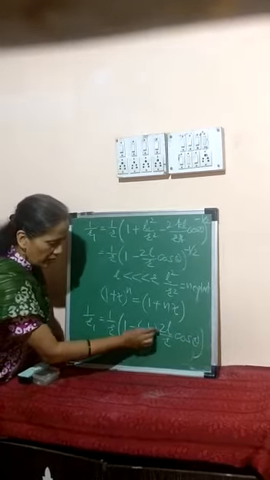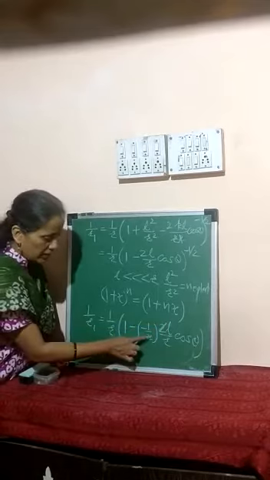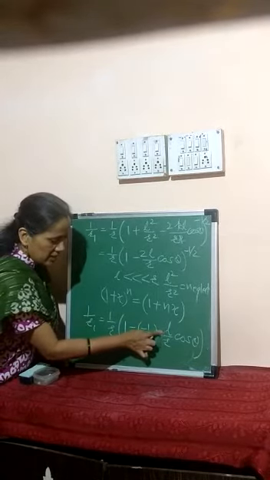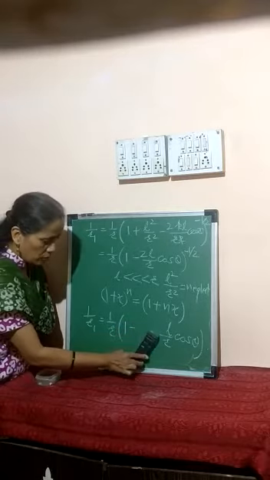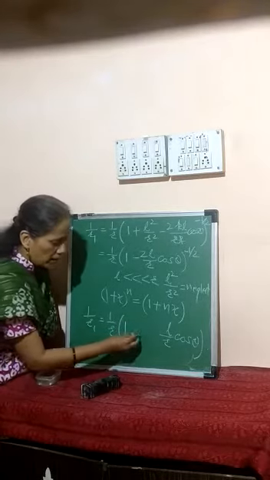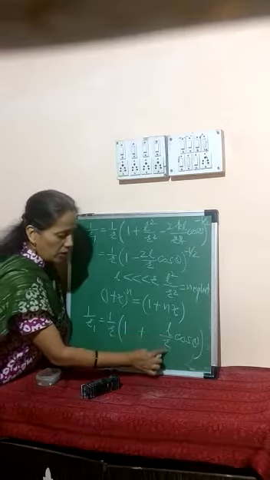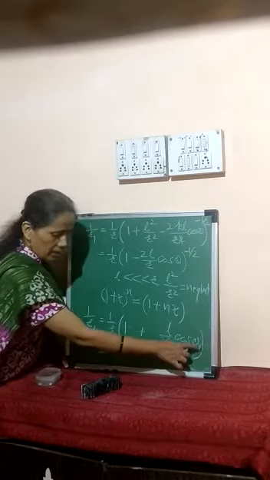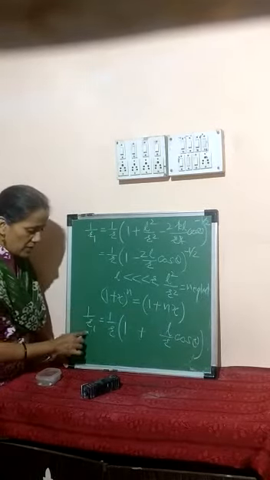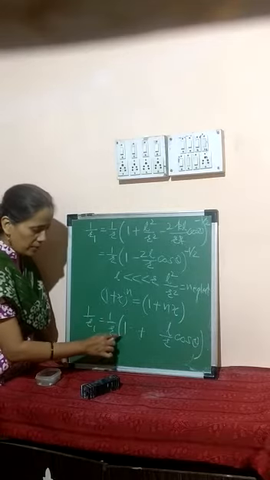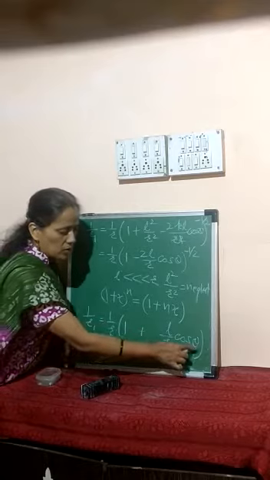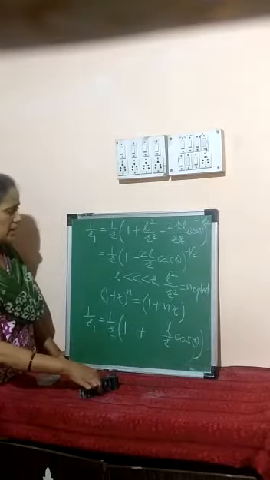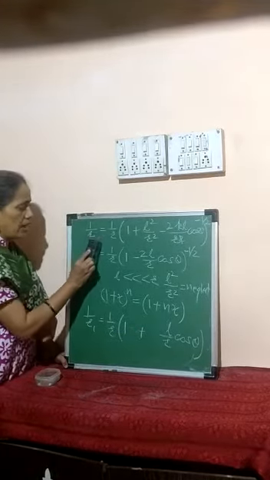So now this 2 factor will get cancelled. This minus will become plus, and now your term will become 1 plus L upon R cos of theta. So your 1 upon R1 is equal to 1 upon R into bracket 1 plus L by R cos of theta. Similarly, now I can write down the value of R2.